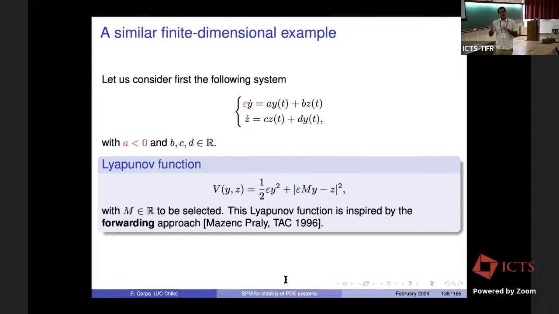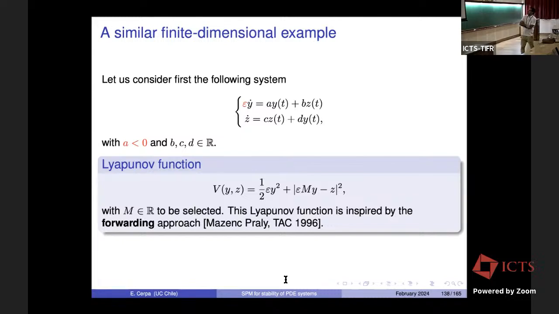In that situation, the first system will be exponentially stable and have a Lyapunov function given by the first part here, something like y squared. This kind of approach is used to build a Lyapunov function for a system where we add a second equation, like the one for z. It comes from a paper by Mazenc and Praly in '96, and a more general method called the forwarding approach.